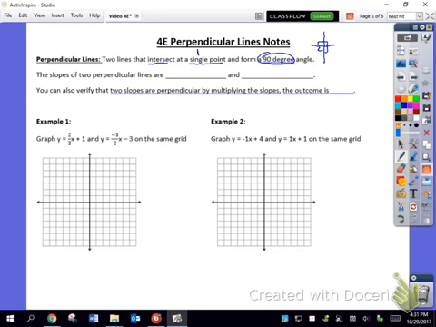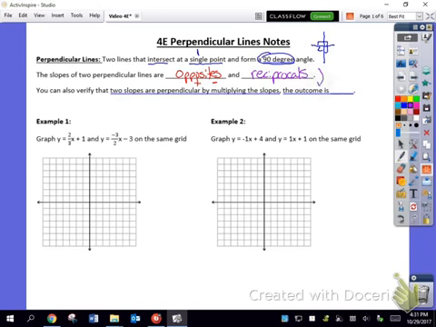So slopes of two perpendicular lines, first of all, they are opposites. Okay? First of all, they're opposites. That means one is positive and one is negative. The second thing is that they are going to be reciprocals. So to be perpendicular, it has to meet both of these criteria.